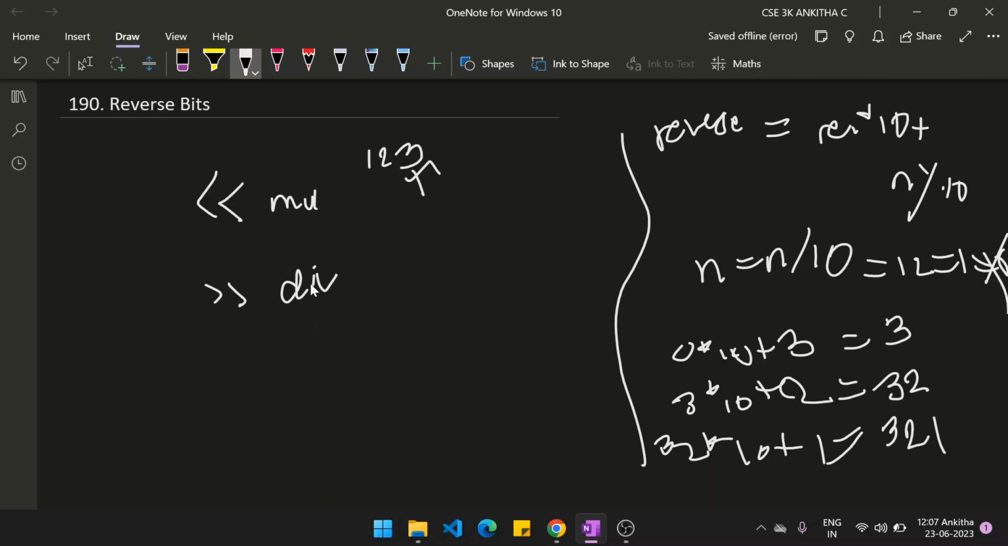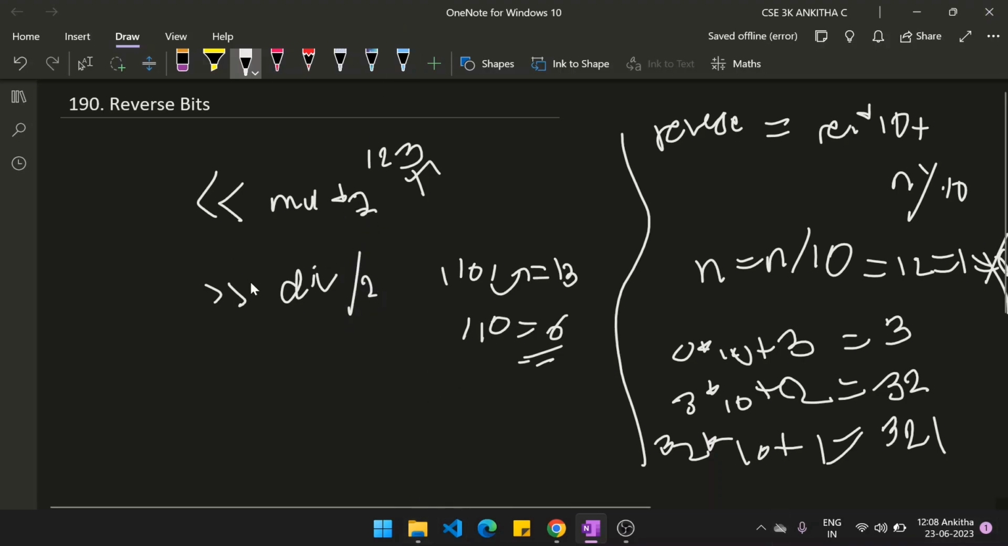Similarly, division will be the reverse of it. For example, if I give you 1101 and do a right shift of this, the last bit will be dropped, so it will be 110. 1101 is 13 and 110 is 6, so you can see we are performing division here. 13 / 2 gives us 6. So you're multiplying by 2 with left shift, and dividing by 2 with right shift.